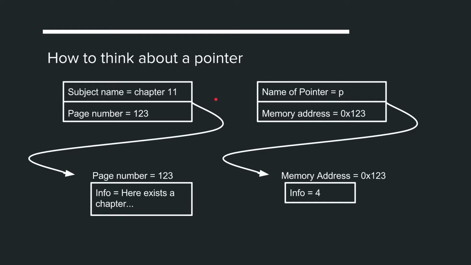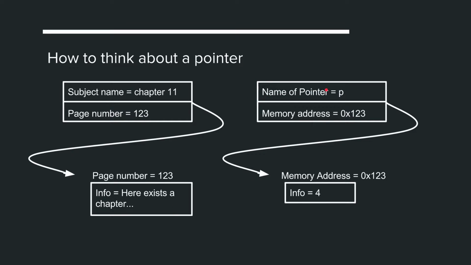I like to think about pointers as entries in the table of contents in a book. If we take a look at this left diagram, we can try to imagine a book. It would have up to 11 chapters, and for each chapter in the table of contents, it would have the page number of where the chapter starts. Then if we flipped to that page number, we would be able to find that chapter.